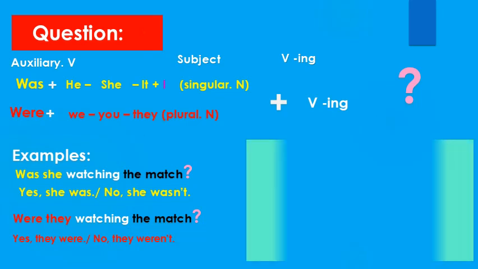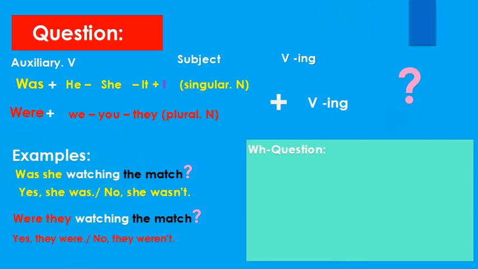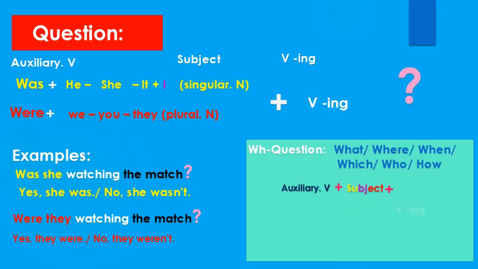Now let's move to the WH question. So here we have what, where, when, which, who, and how. So here we have the same form, auxiliary verb, then subject, and verb ing. Just we add the WH question word.